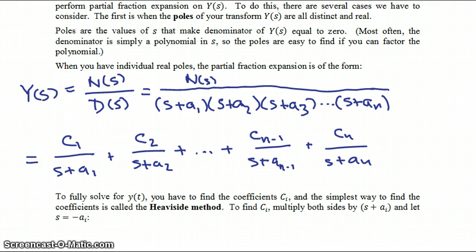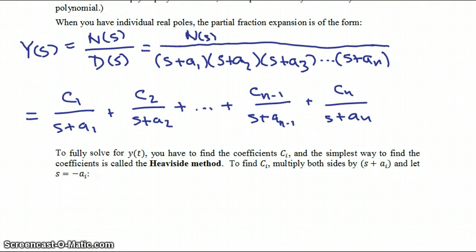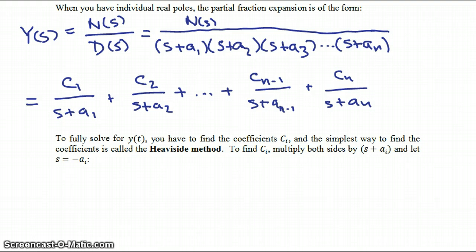So to fully solve for y(t), you have to find the coefficients. The simplest way to do that is something called the Heaviside Method. To find these coefficients, we're going to multiply both sides by (s + ai), and then evaluate at s equals minus ai.